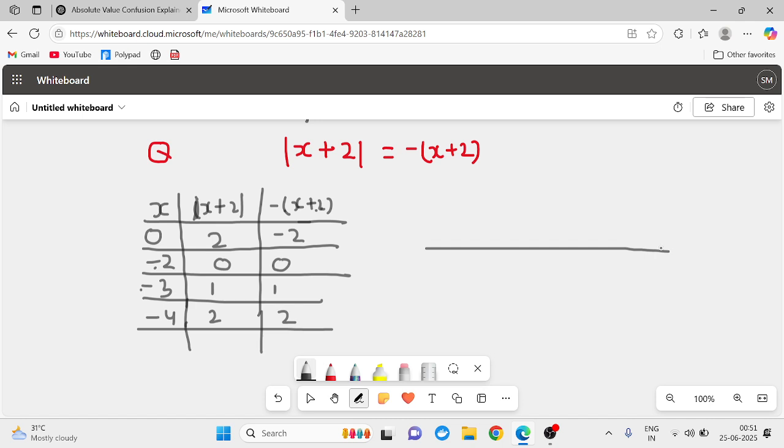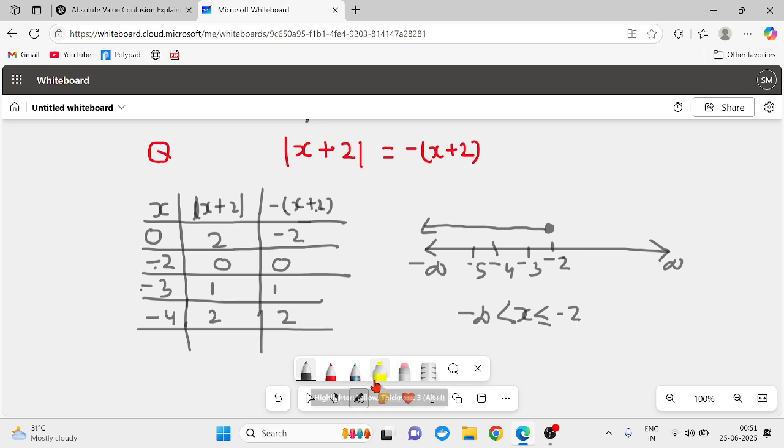So if you draw the number line, say this is infinity and this is minus infinity, and let's plot the graph, say starts with minus 2, minus 3, minus 4. So what I'm trying to say is that always take the values where 0 is coming. In this case, at minus 2 it is coming 0. So the answer is all the values lesser than or equal to minus 2, till minus infinity, it is true. I hope you get it, isn't it?